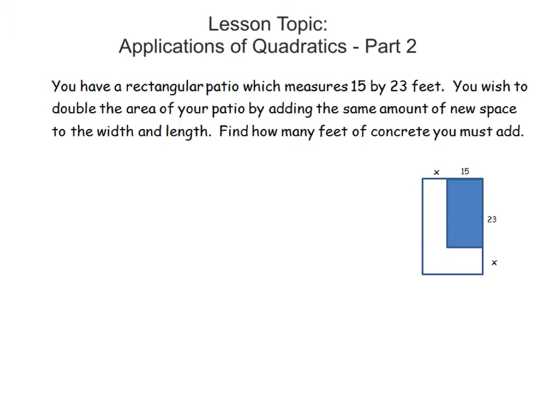The lesson topic for this video is applications of quadratics, and this is part 2. All right, so the first example in front of you says you have a rectangular patio which measures 15 by 23 feet. Now if you look at the diagram here, we see the 15 and the 23 right here. So this is the current rectangular patio.